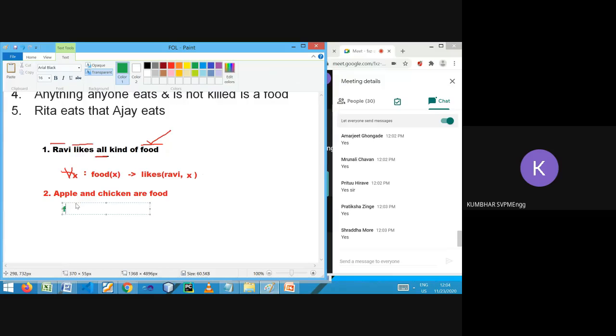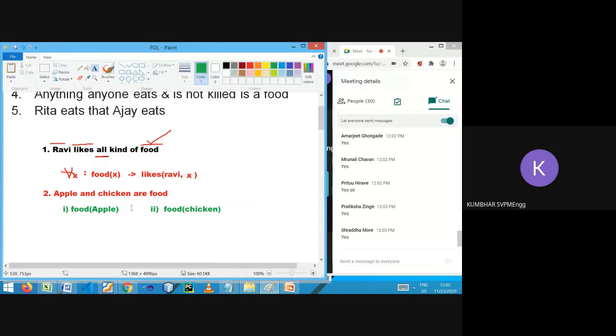So again, my predicate will be food, and what I will check: apple. So this will be one statement, that apple is a food. Similarly, I can also say that another food is mentioned in this statement, chicken. Correct? Do you understand now how we can convert this into predicate logic? Apple and chicken are food. Then apple is a food and chicken is a food. So from the first statement we got one predicate, but from this second statement we got two predicates.